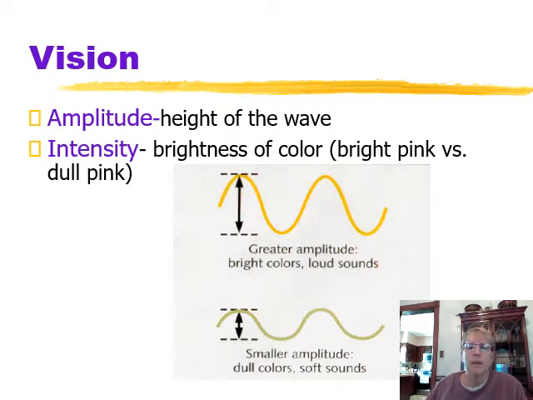Now, when we're talking about the amplitude of the wave, we're talking about the height of the wave. As you can see, there are two examples with smaller amplitude and greater amplitude. In vision, the amplitude will give us intensity or brightness. You can think of a bright color, say bright fluorescent pink, versus dull or pastel pink. That has to do with the amplitude of the wave.